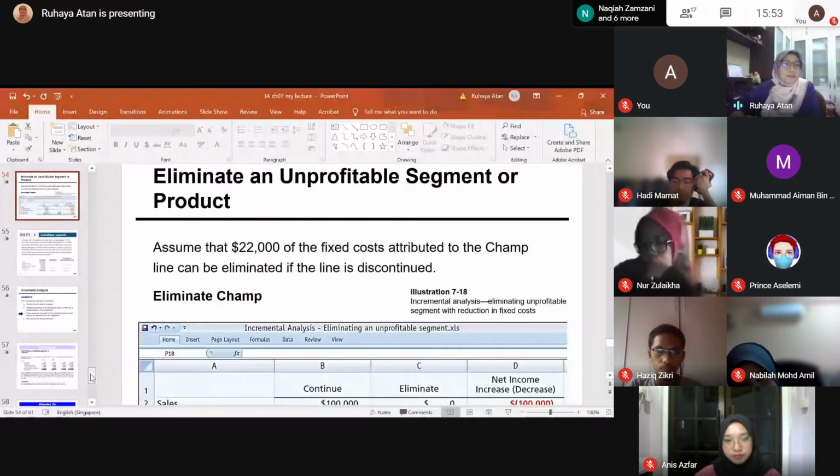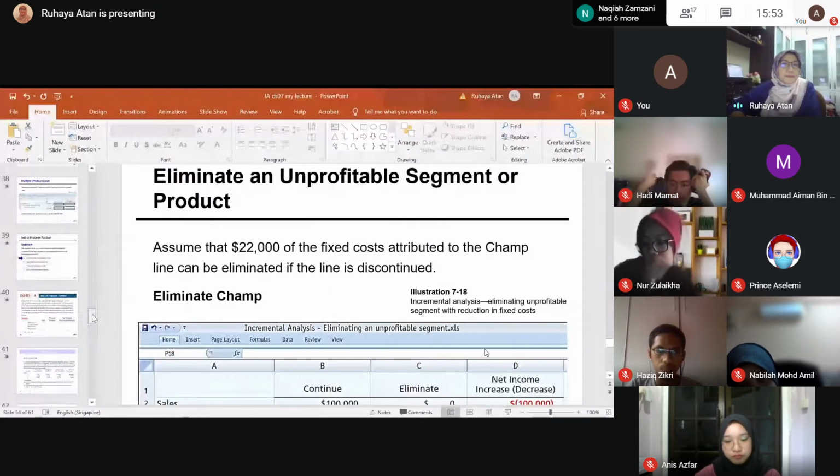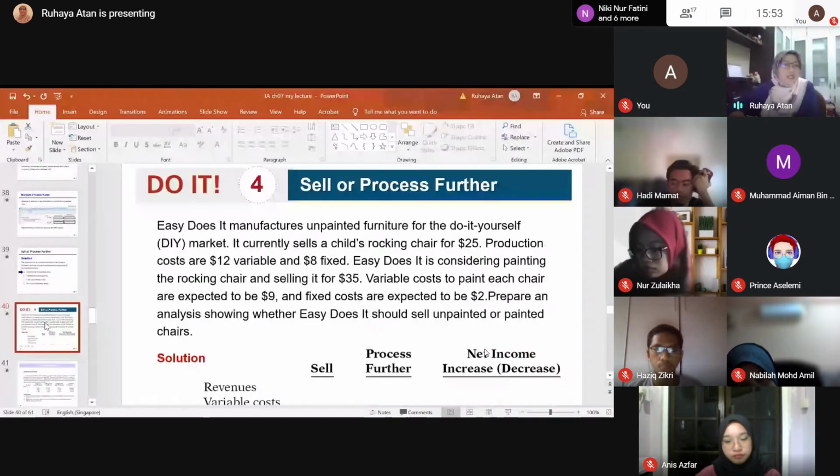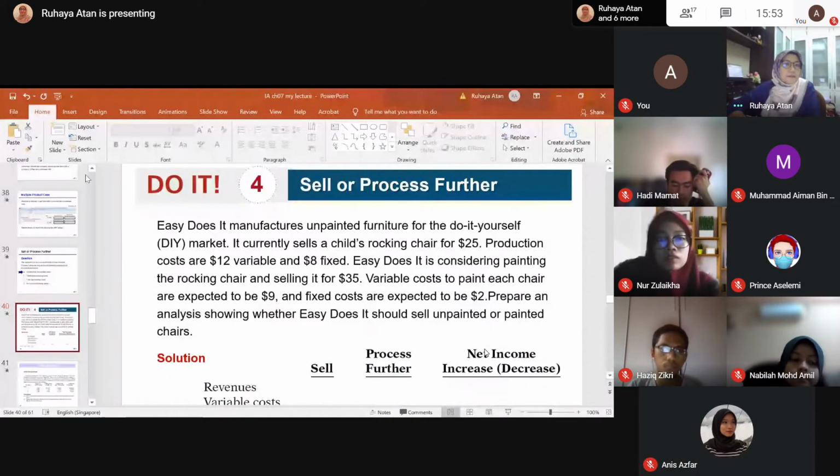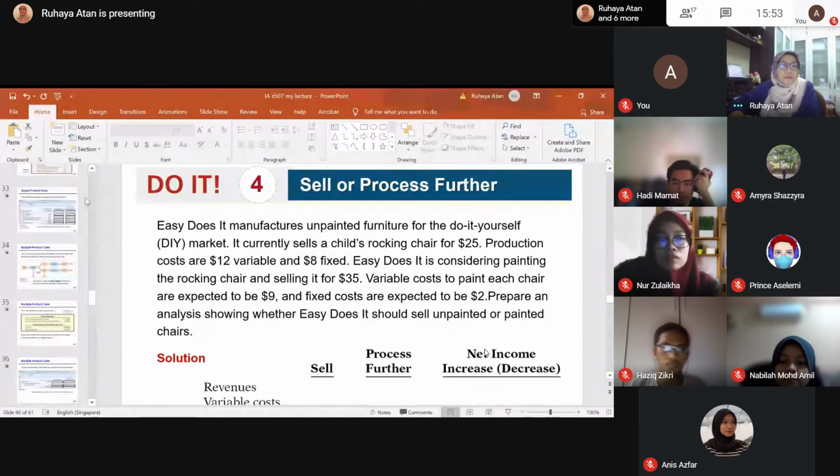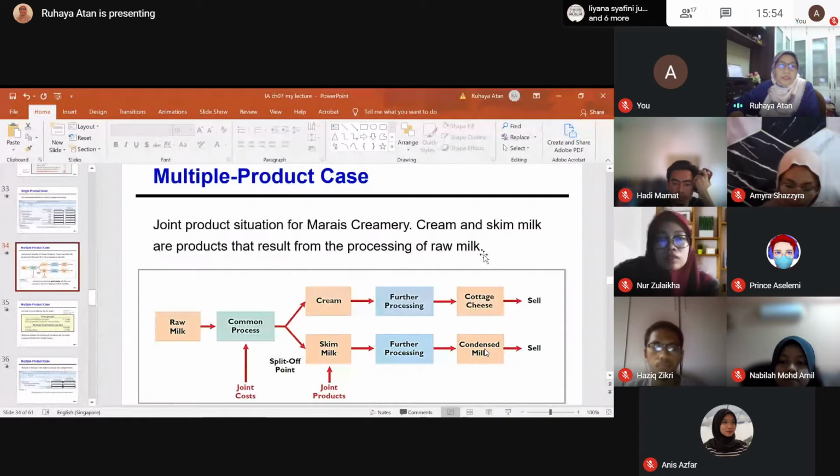We left off at sell or process further. We covered the multiple product case.